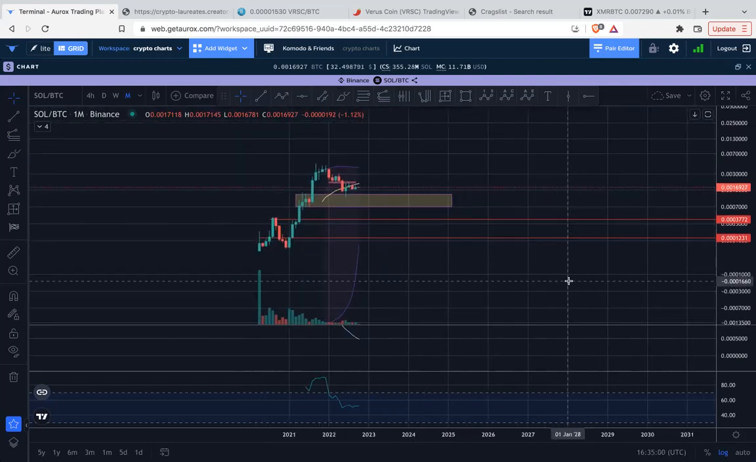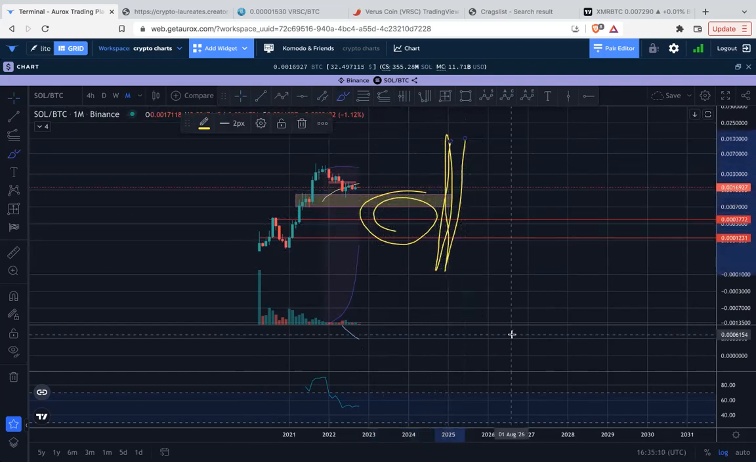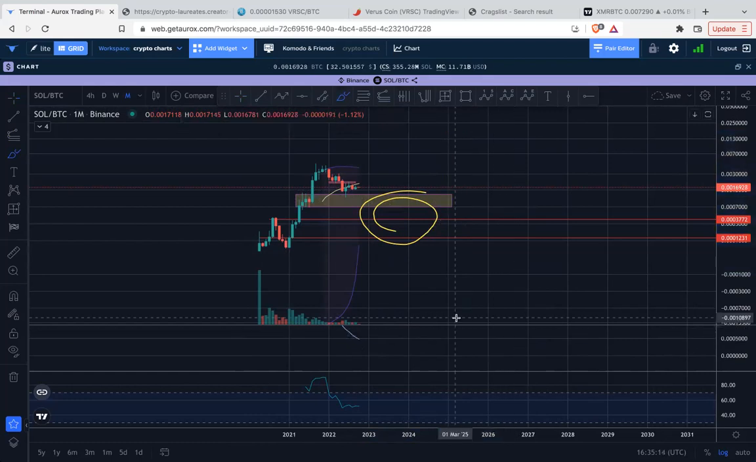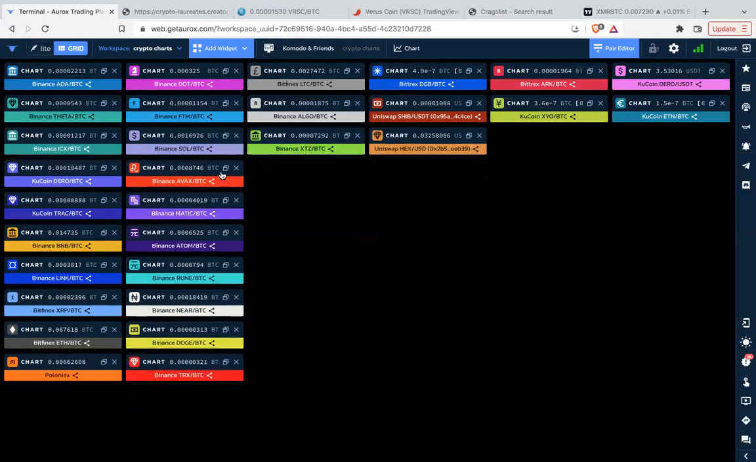But anyway, we're going to see an interesting Solana week on the monthly, and a lot of potential space and territory to cover in here towards 2025. Until next time, that's Solana on the monthly chart against BTC.